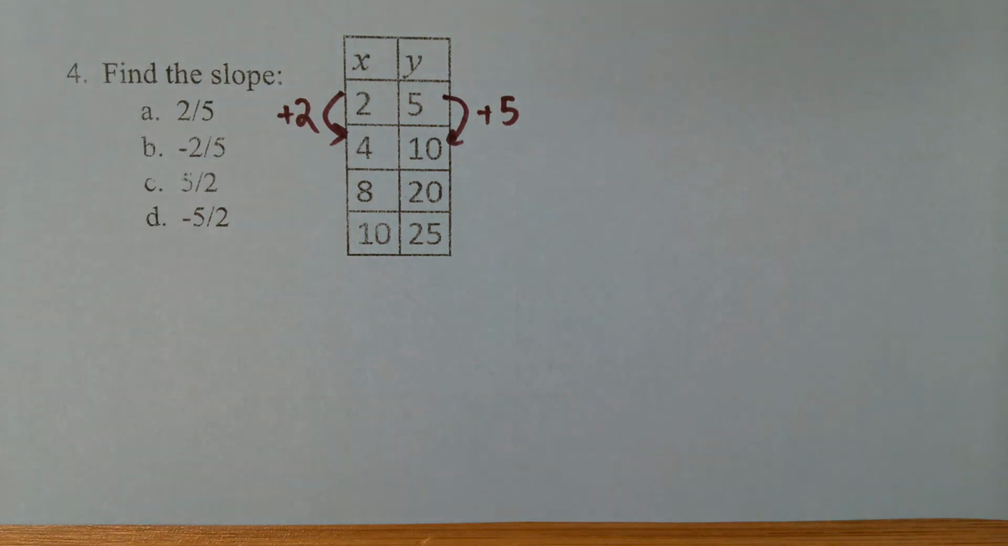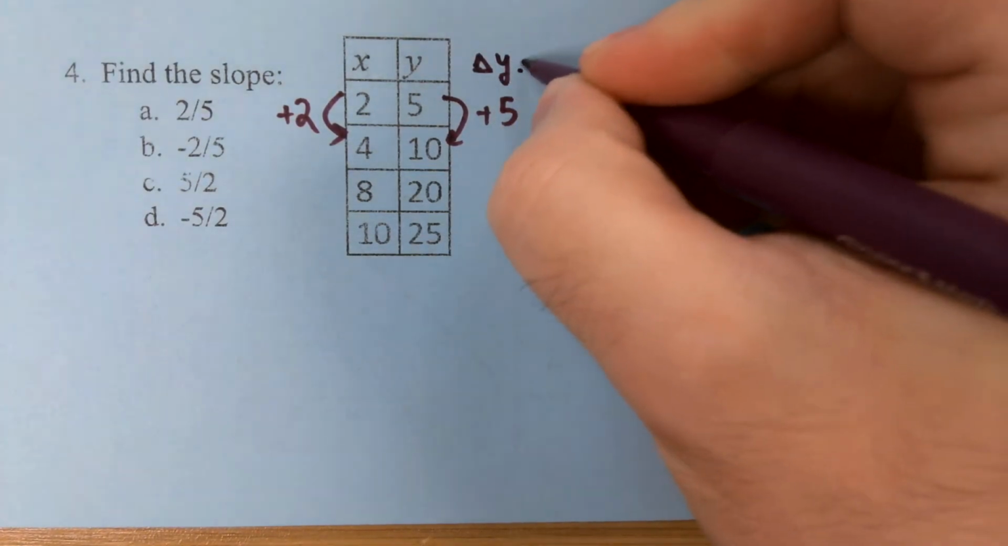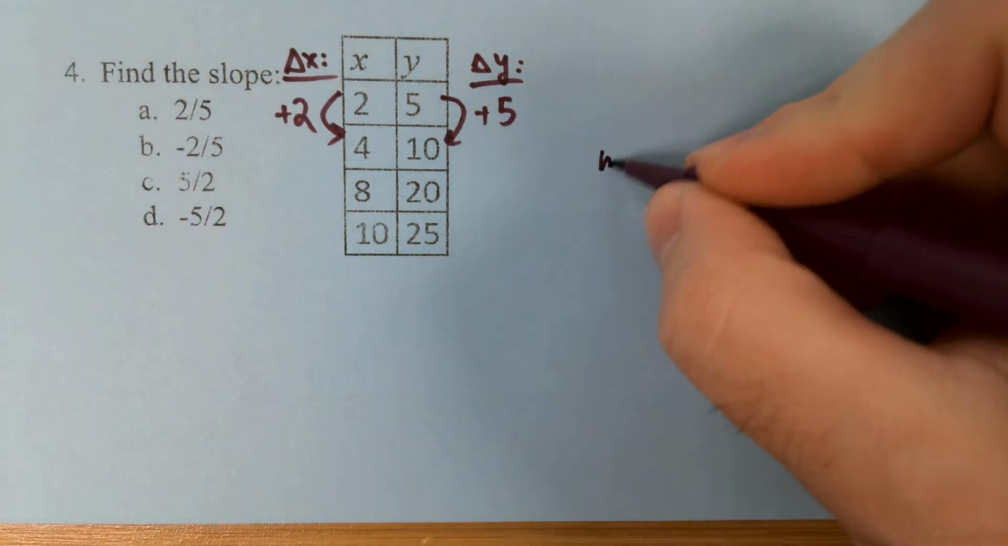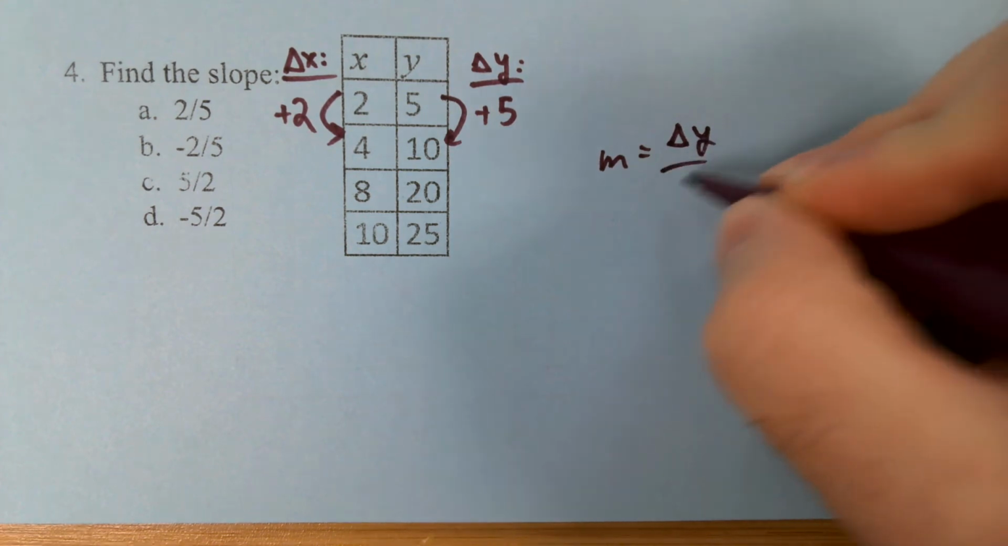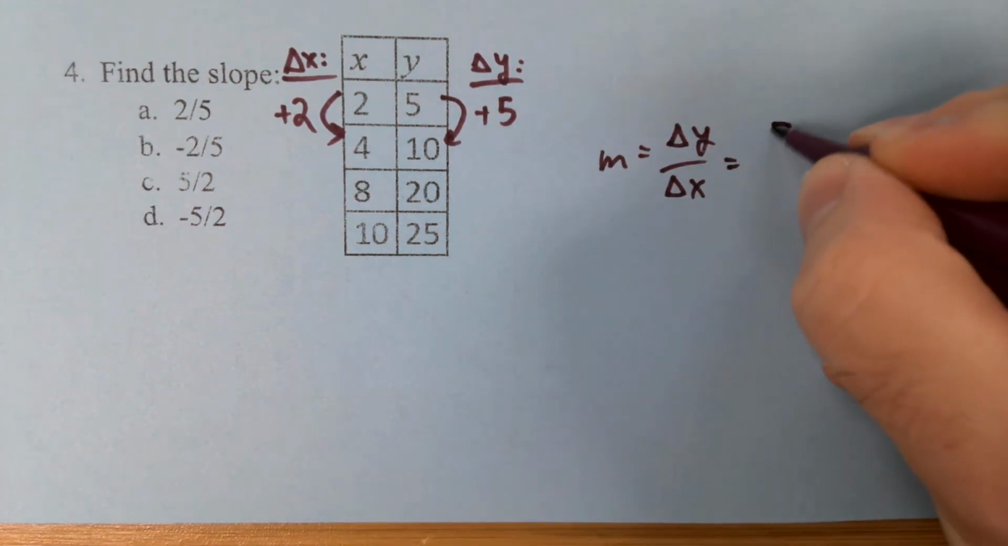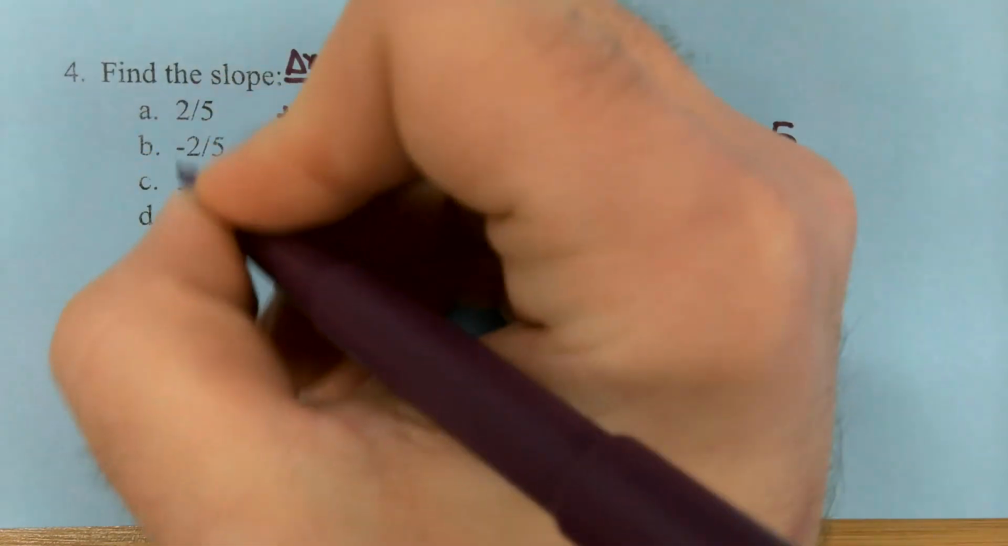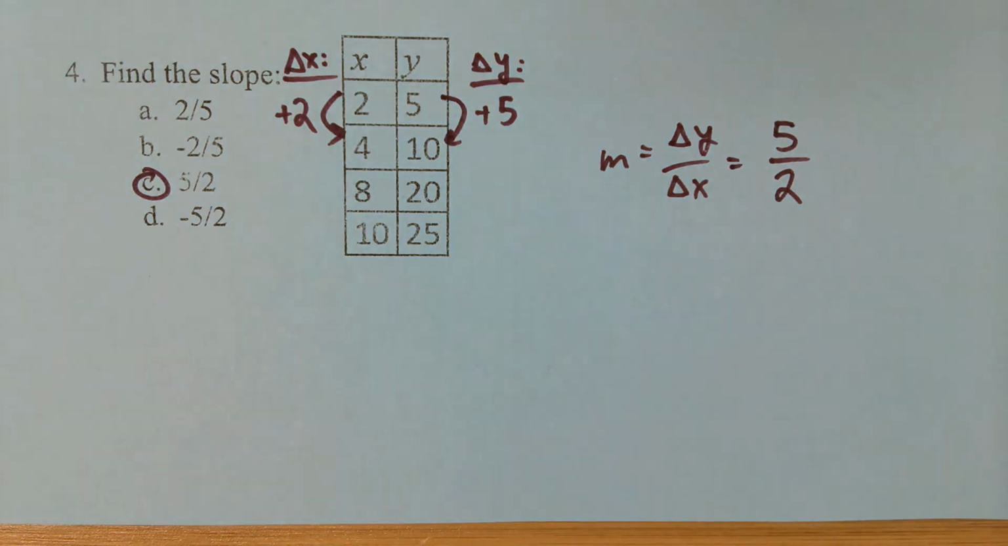So our change in y, plus 5. Our change in x, plus 2. Therefore, our slope, which is the change in y over the change in x, is just 5 over 2. And look at those answer choices. Very confusing.